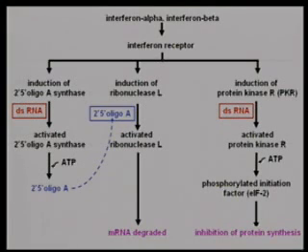Everything is in place, but you don't actually let it go until you get the virus coming. And then the double-stranded RNA activates these. And as I say, this activation of the 2',5' oligo A activates the ribonuclease. Then you degrade the RNA. Then you degrade the protein.